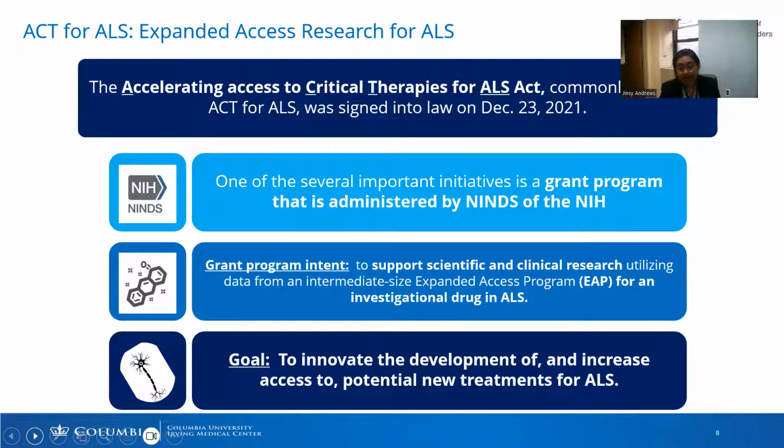And so I just want to point out that Act for ALS is not just about access for investigational therapies, but it has public-private partnerships. It has a grant program for basic science, but essentially the overarching goal is really to innovate the development of and increase access to potential new treatments for ALS. And we do that in all sorts of different ways, not just giving the drug, but understanding the biology of the disease, investigating clinical outcomes, biomarkers, and so on that are embedded within these programs.